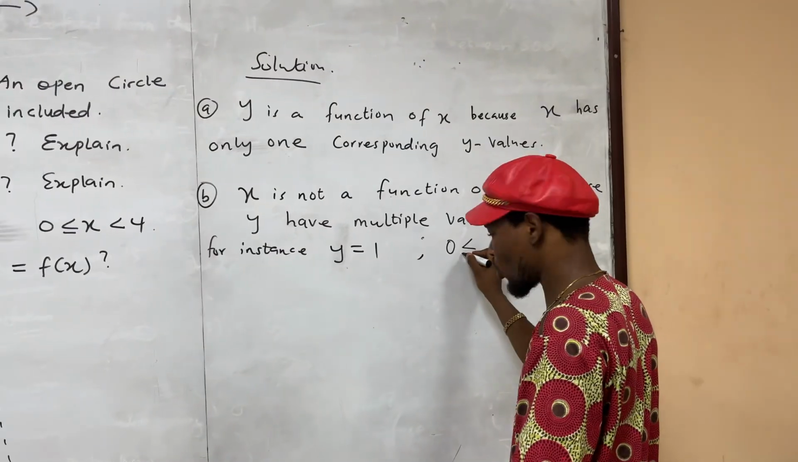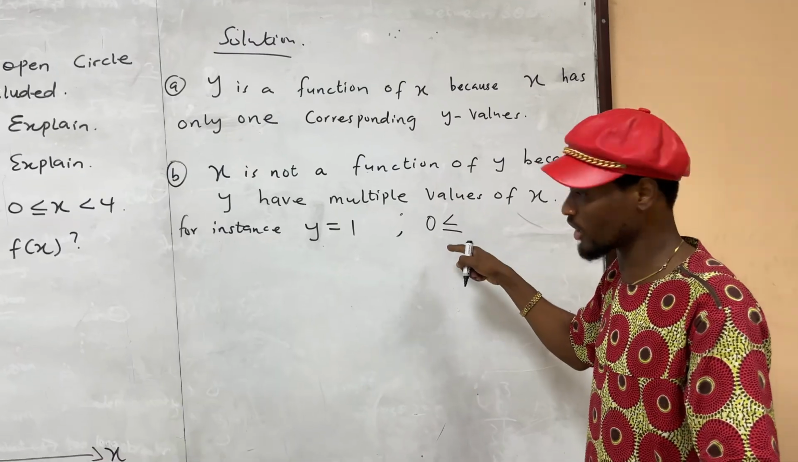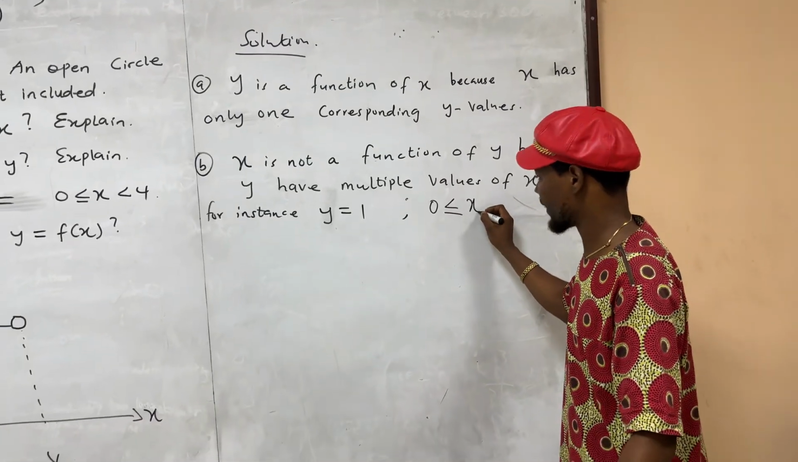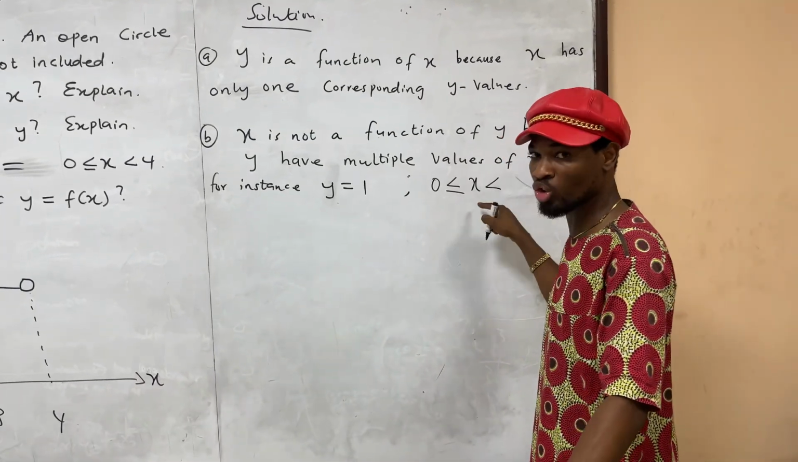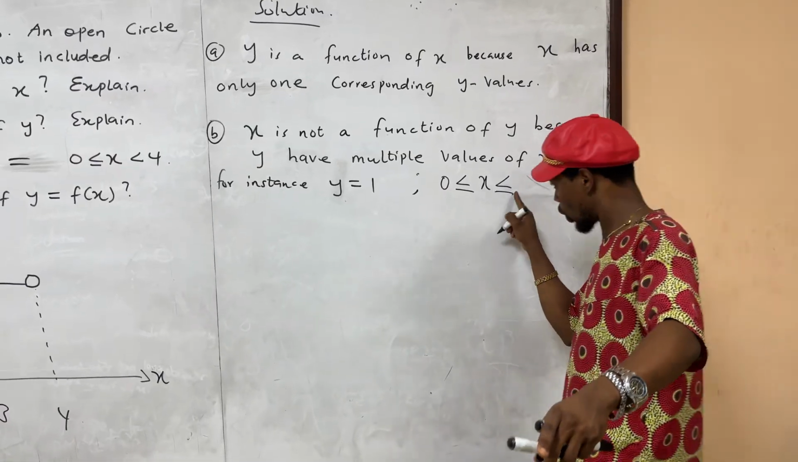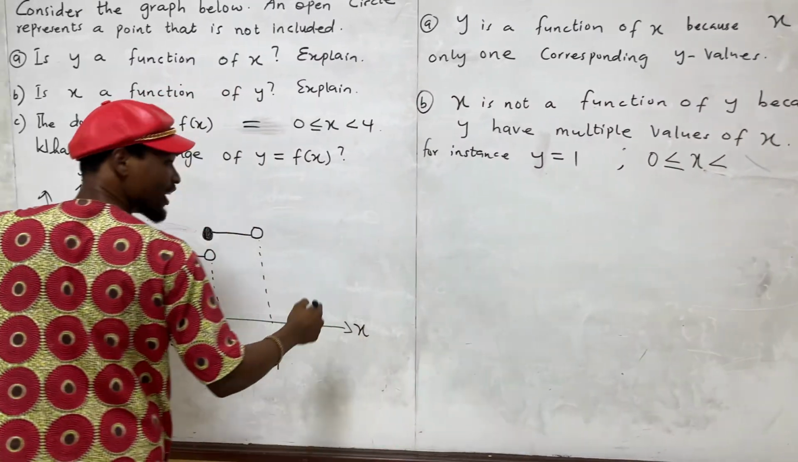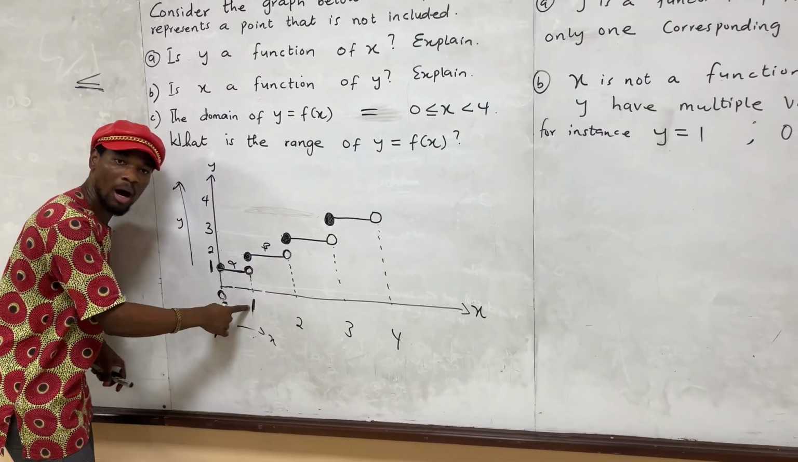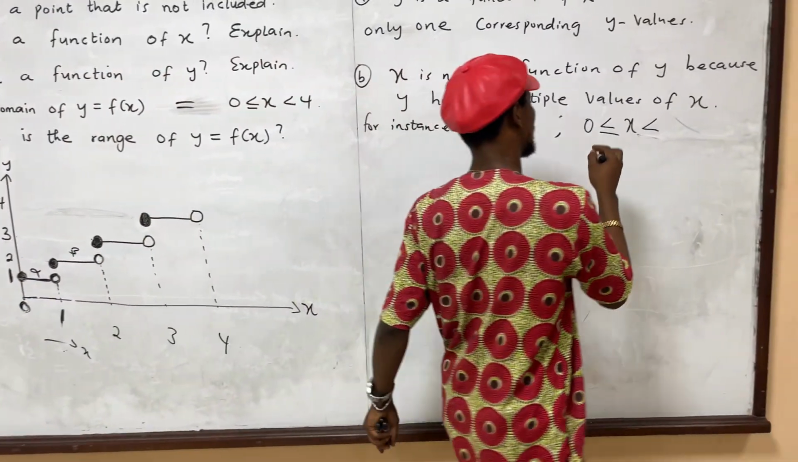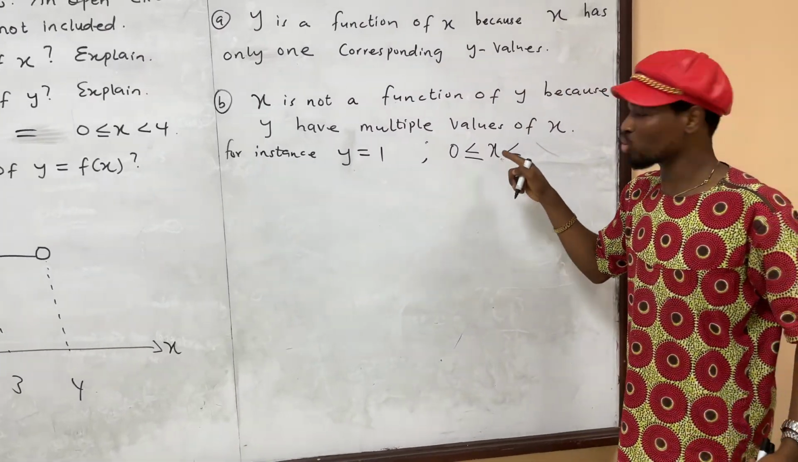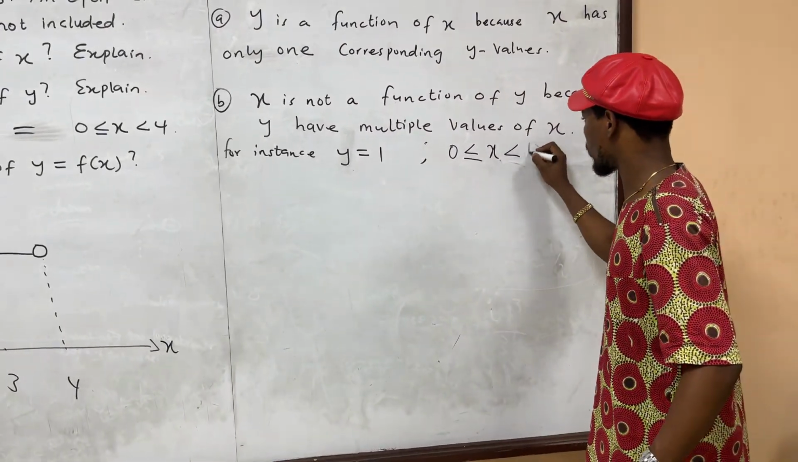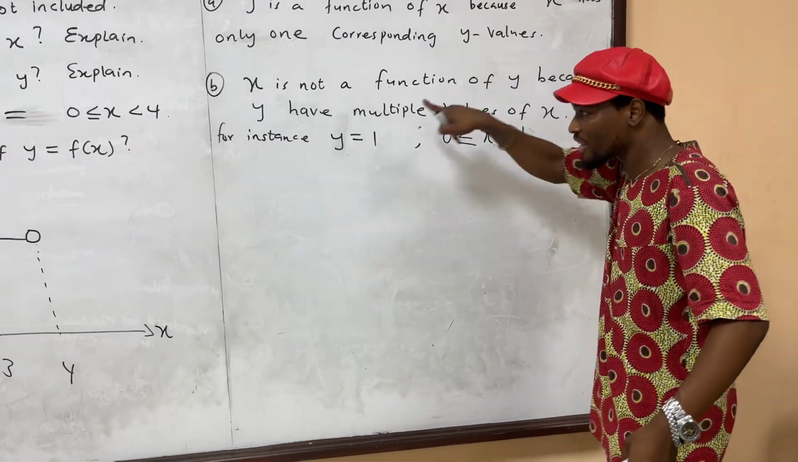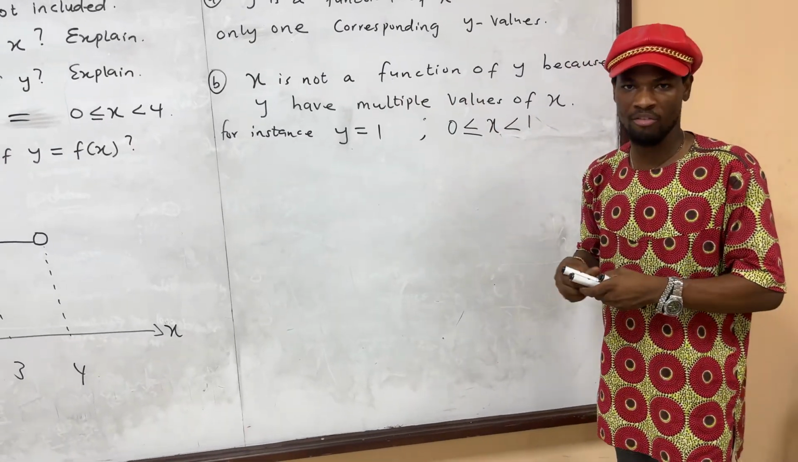0 less than or equal to x, because that point is shaded. Then less than, not equal to, I'll not add this because this side is not shaded. So from 0 up to what? 1. Okay, less than 1. So 0 less than or equal to x, less than or equal to what? Equal to 1. In order to buttress the point you have, right?